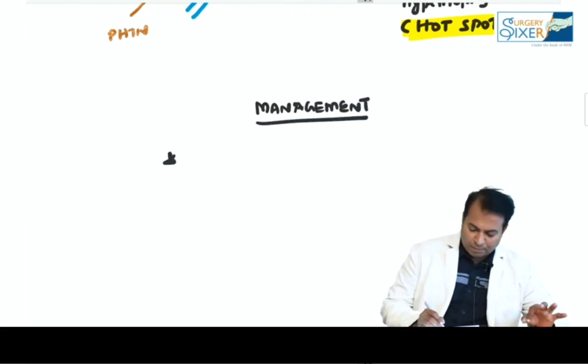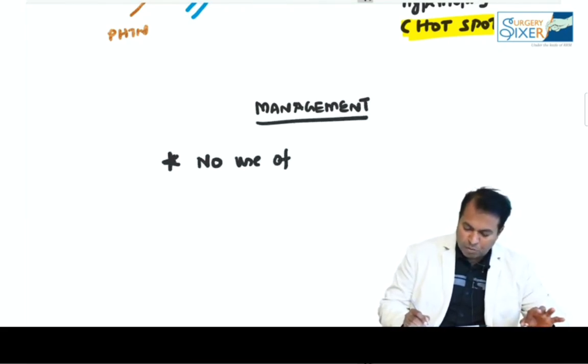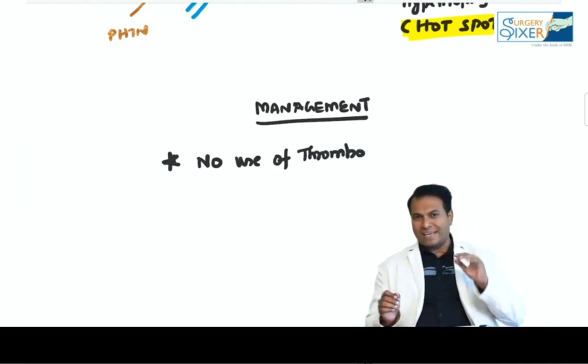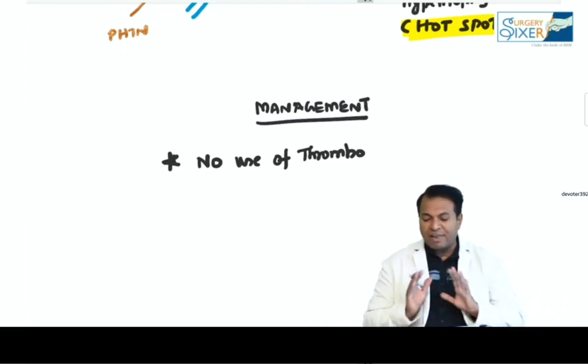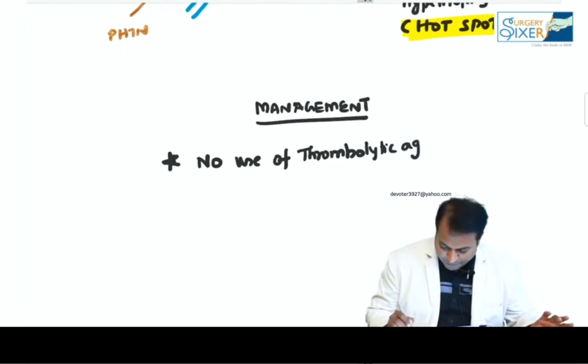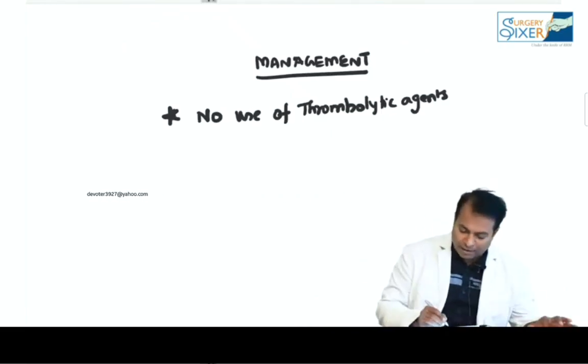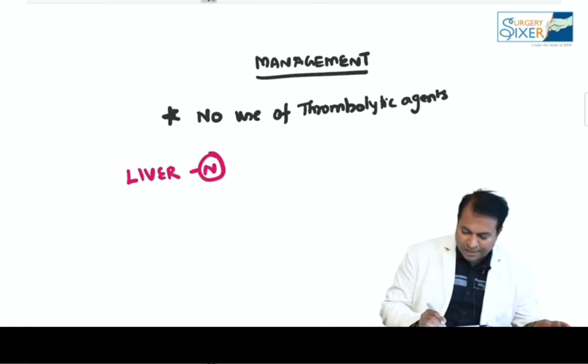Management. First point, please remember, there is no use of thrombolytic agents. I want you to remember this. By giving a thrombolytic agent, we cannot remove the hepatic vein thrombus. It is already well formed. So no use of thrombolytic agents. Therefore, if the liver is normal, I should immediately plan for a shunt operation.